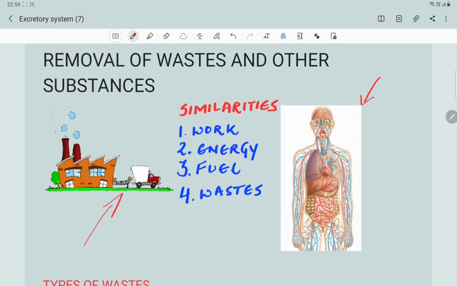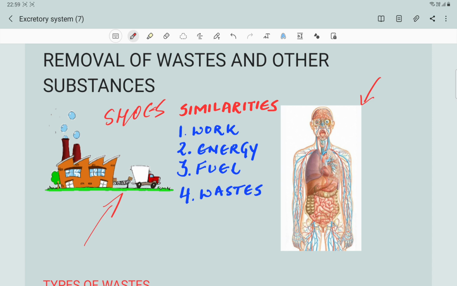Let us see how. The first point is that there is some work performed in a factory. Let us assume that this factory produces or makes shoes. So, the work that is performed inside this factory is to make shoes. Similarly, the human body also performs various kinds of work, such as digestion of food, tasting, watching things, thinking, moving the body around, pumping blood, etc.